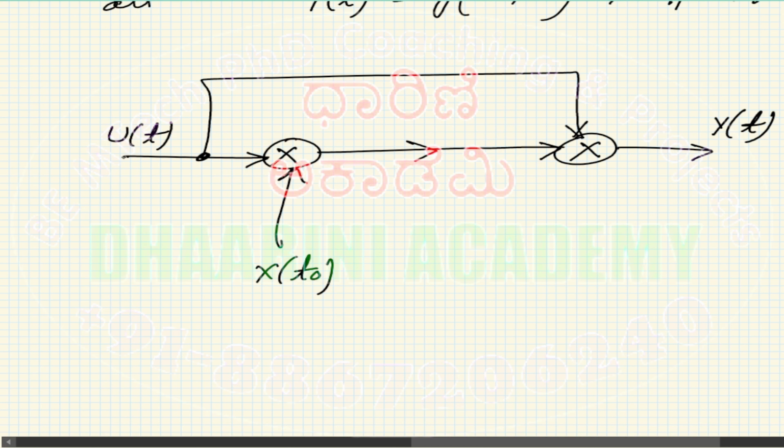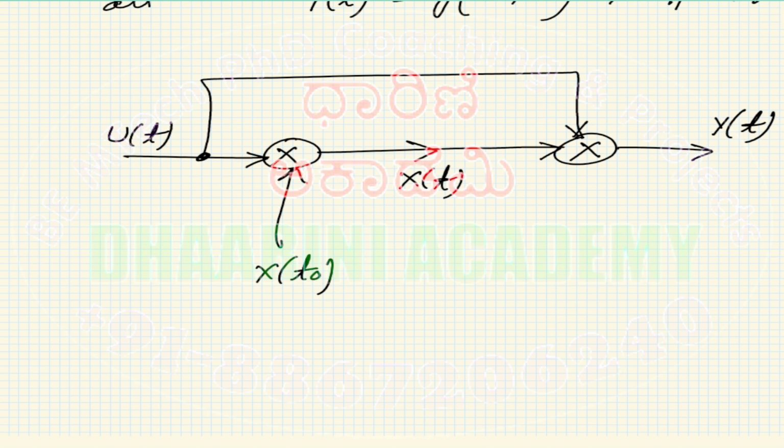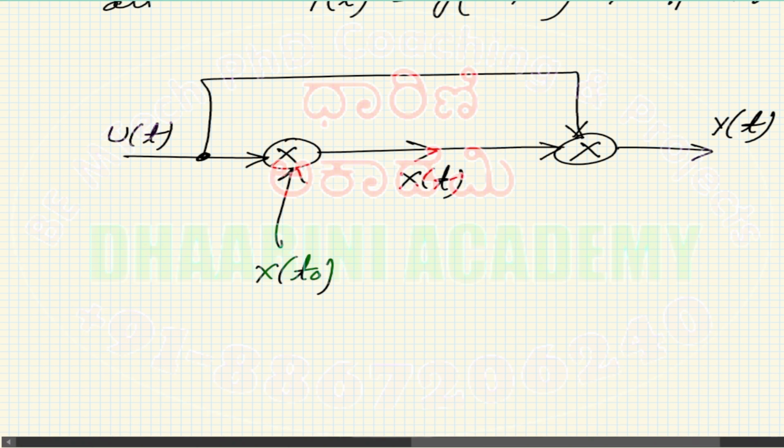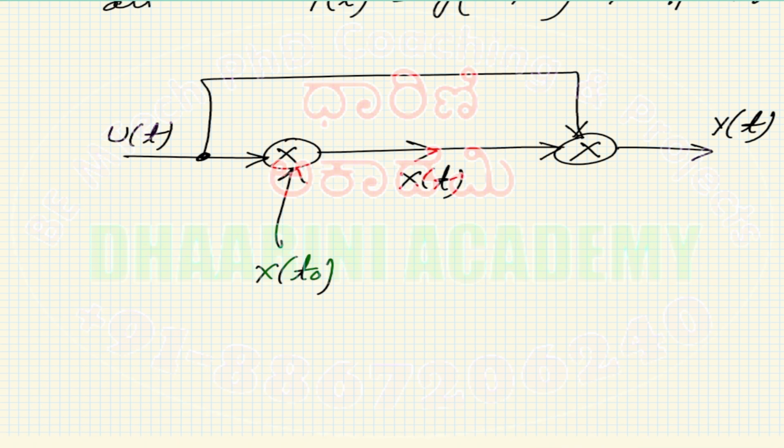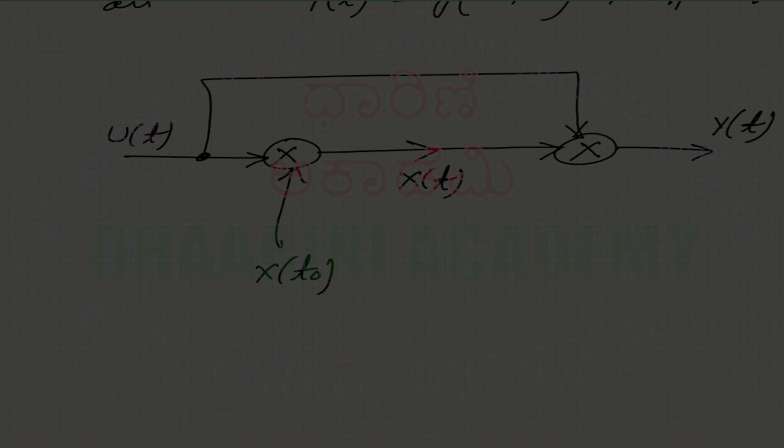That comes after u of t and x of t naught all together, you get x of t, which is clubbed together to get your y of t. That's it. This is the dynamic representation of a system, considering the initial states as the state variables. So x of t naught is your initial state, and x of t represents the combination of all the state variables in the form of a state vector. Overall, this is the idea we need to understand the whole concept of what are called state variables.